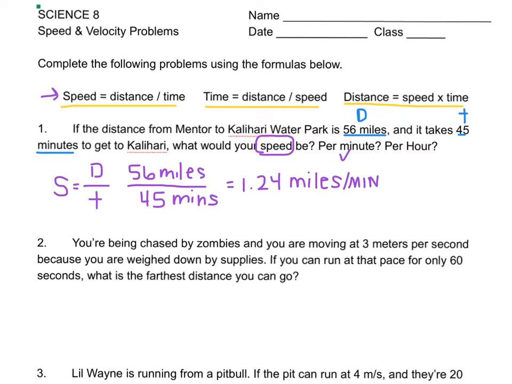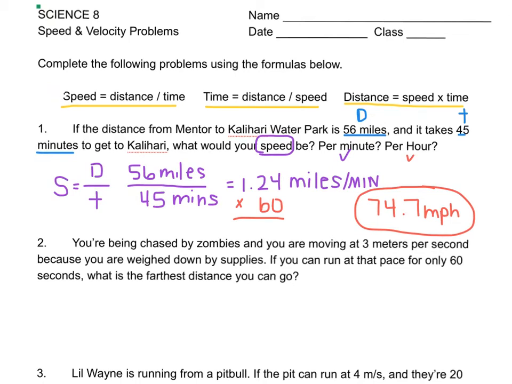So we checked off the first part of our question. The next part they want us to do is figure out what that would be per hour. Well, we know there's 60 minutes in an hour, so we're just going to take our answer and multiply it by 60. Again, when you plug that into your calculator, you get an answer of 74.7 miles per hour. That's the second part of your answer.